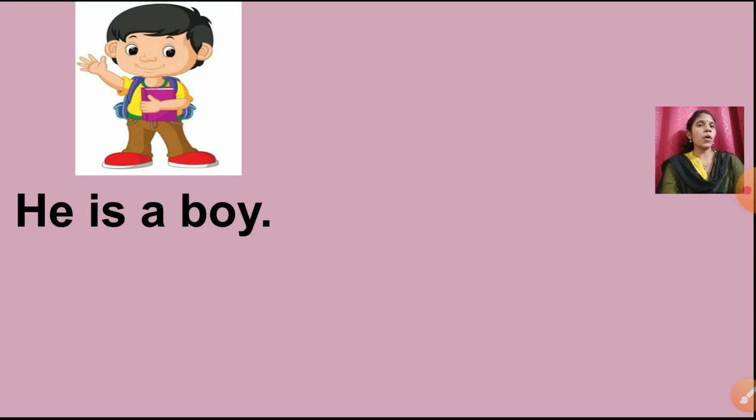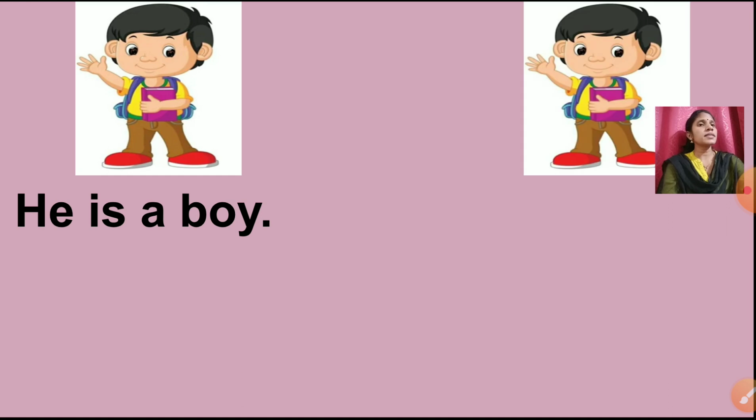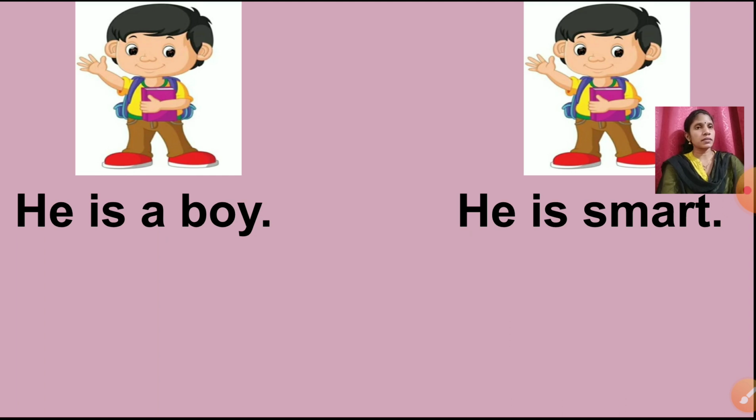He is a boy. We are talking about the same boy. What is written there? He is smart. We are talking about the same boy, that he is smart. So now we have to join these two sentences. We have to combine these two similar ideas. How will we combine? By adding and.